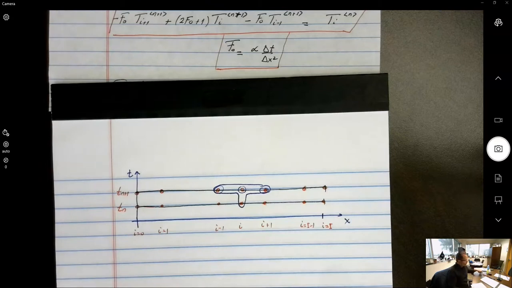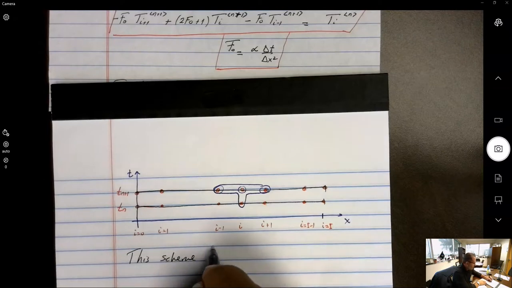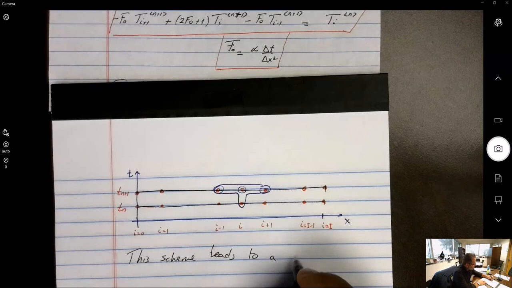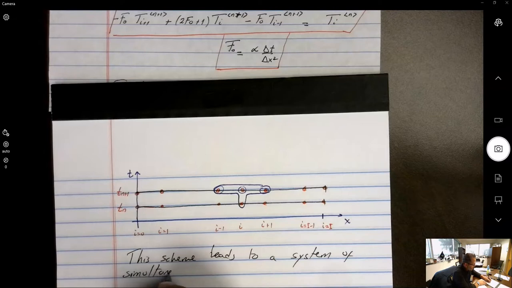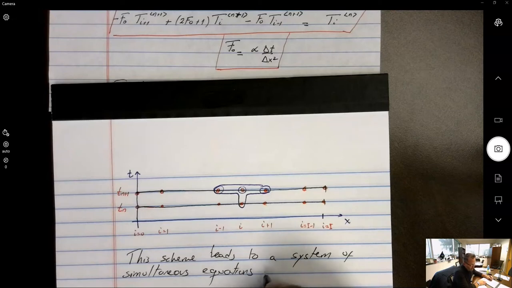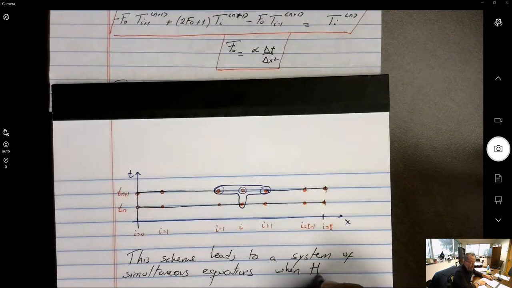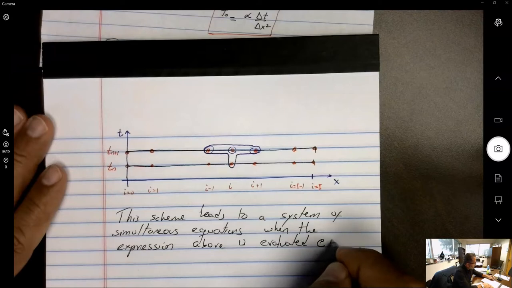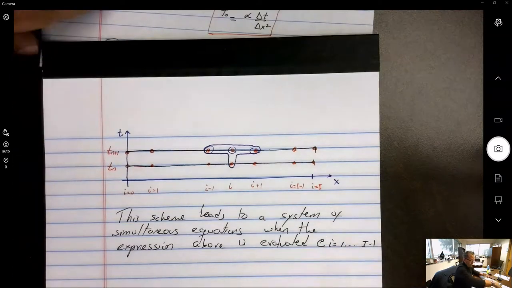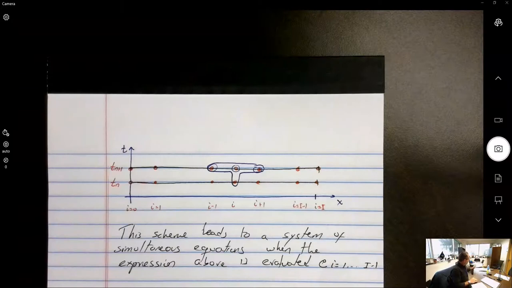So this scheme leads to a system of simultaneous equations when the expression above is evaluated at I equals 1 to I minus 1. So let's see that.